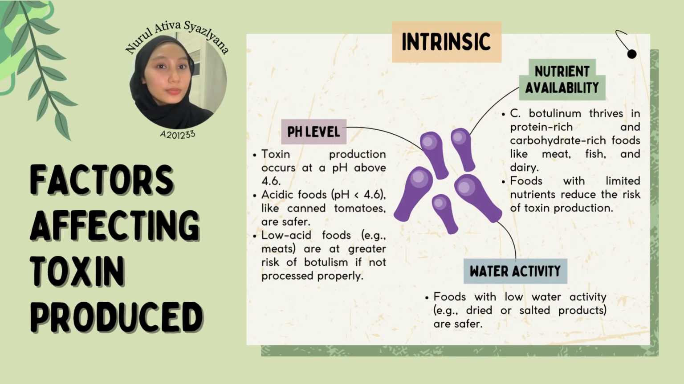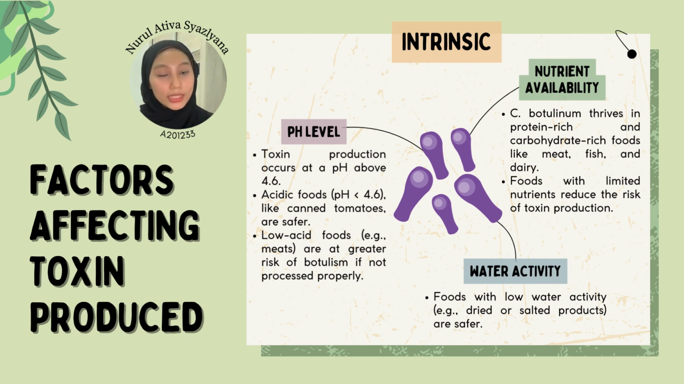Next, we are going to move to the intrinsic factors that influence the production of toxins by Clostridium botulinum. The first factor is pH level. From my research, toxin production occurs at pH above 4.6. This means acidic foods such as canned tomatoes, which have pH below 4.6, are safer from botulism.